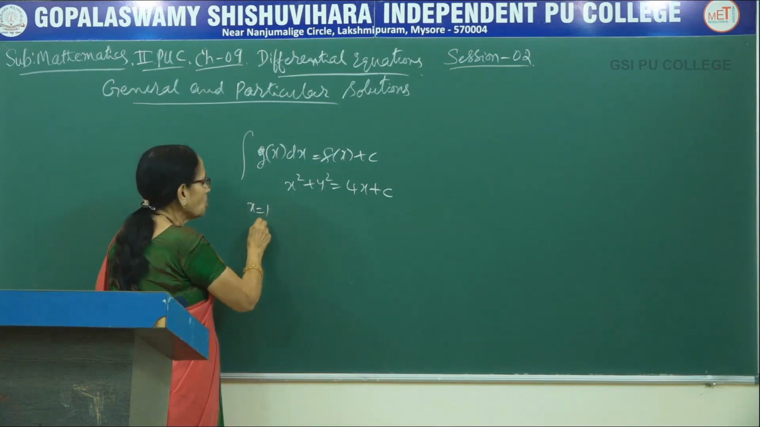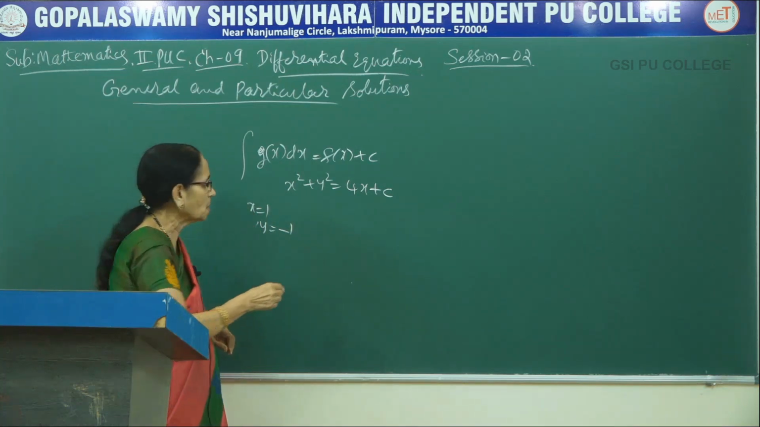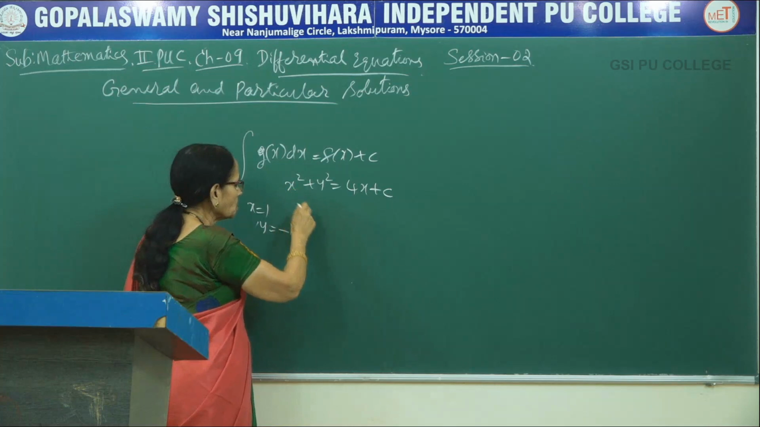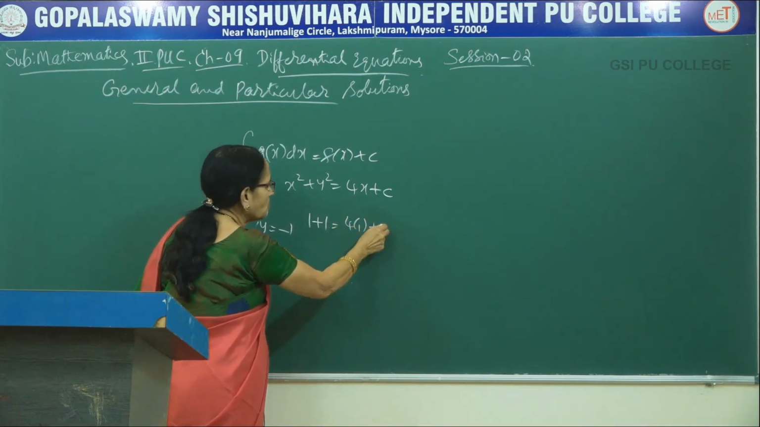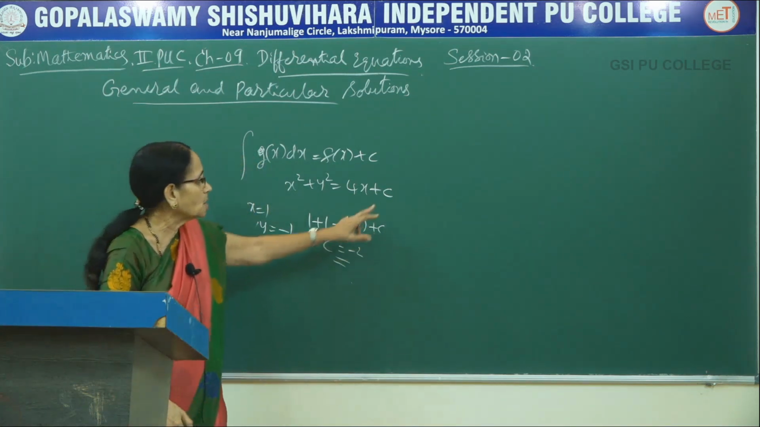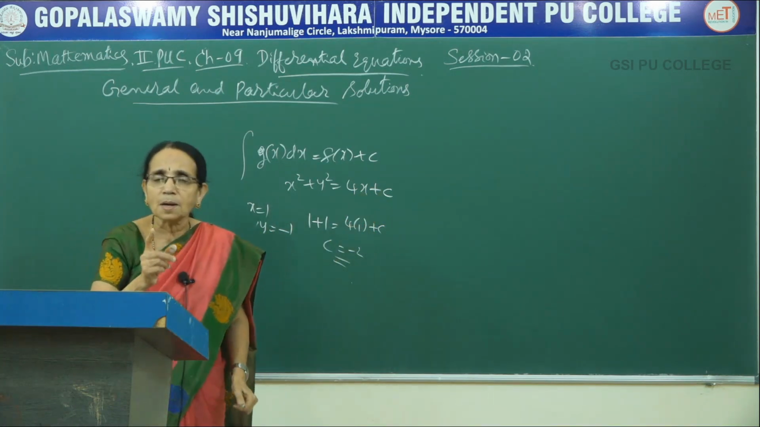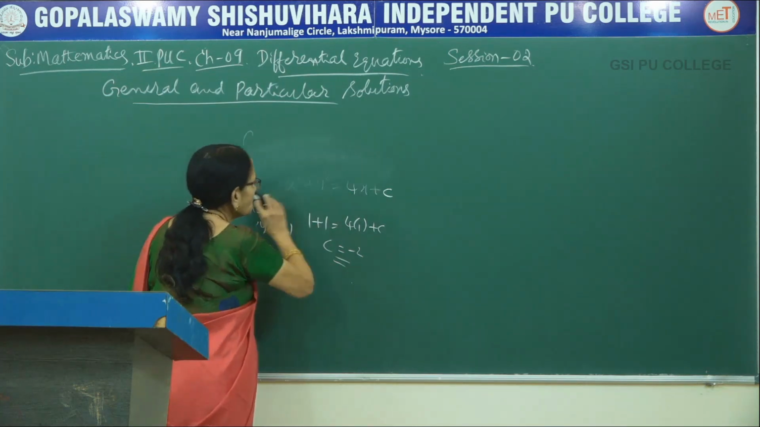When x is equal to 1, y is equal to minus 1. Something would be given for you. Then what you have to do, wherever x and y are there, you have to substitute the value. This is 1 plus 1 equals 4 into 1 plus c. Then you know the value of c, that would be equal to minus 2. You substitute here for c minus 2, automatically it becomes a particular solution. Okay.